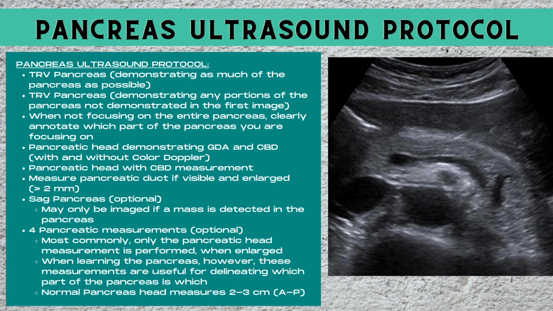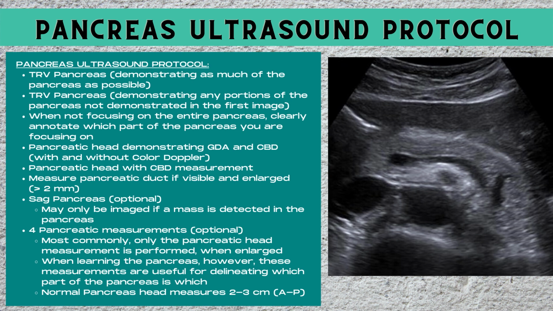Now let's talk about the pancreas ultrasound protocol. You want to take a transverse image of the pancreas, demonstrating as much of the pancreas as possible, and then take transverse pancreas images demonstrating any portions of the pancreas that were not clearly demonstrated in the first image. This is where you may take separate pictures of the pancreatic head or the pancreatic tail. When you're not focusing on the entire pancreas, you need to clearly annotate which part of the pancreas you are focusing on. The next image to take is an image of the pancreatic head demonstrating the GDA and the common bile duct. And you want to take this image with and without color Doppler.